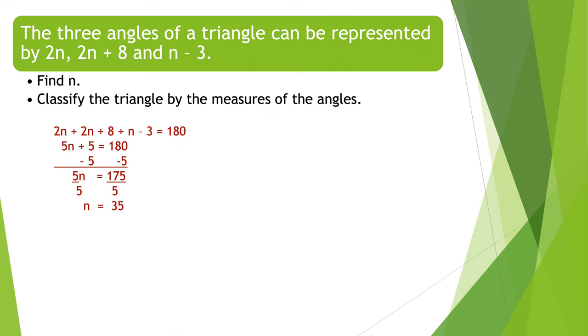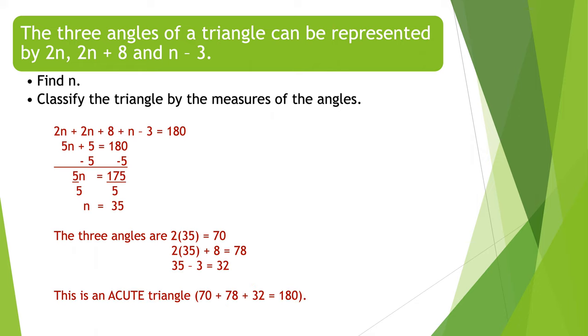Now I've got to classify the triangle by angle measures. So the three angles, I've got to figure out what they are. The first one's 2n, so it's 2 times 35, which is 70. The next one's 2n plus 8, which is 70 plus 8, 78. And then 35 minus 3 is 32. What kind of triangle is this? This is an acute triangle. 70, 78, and 32 do add up to 180, so I know that I got it correct.